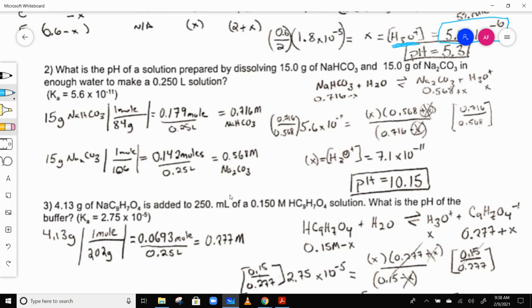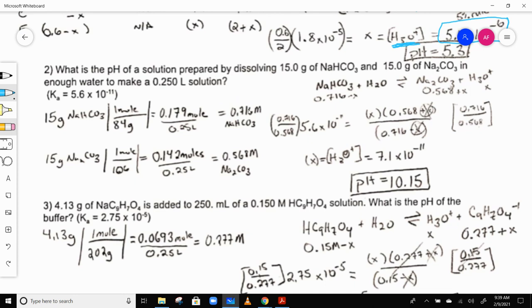Now, in reality, this doesn't really matter in the end. This 0.25 liters, or 250 milliliters, of solution doesn't really matter because they'll cancel out. When you do this divided by this, they actually cancel each other out. So it doesn't really matter how much water you have. The pH of the solution will always be the same. But I did it anyway. It makes me feel safe. I know I get the right answer.